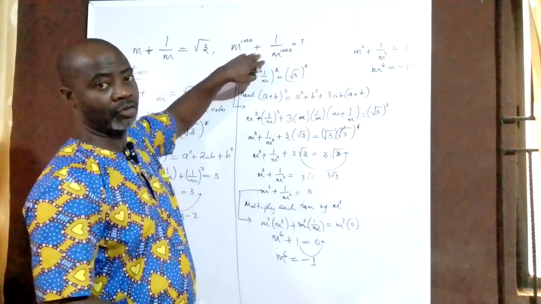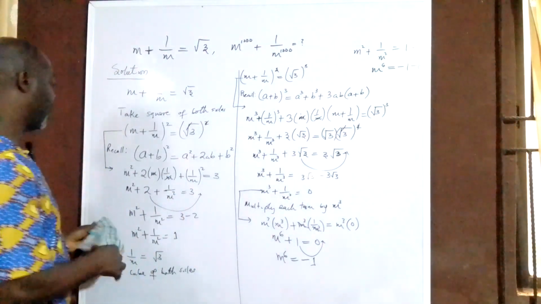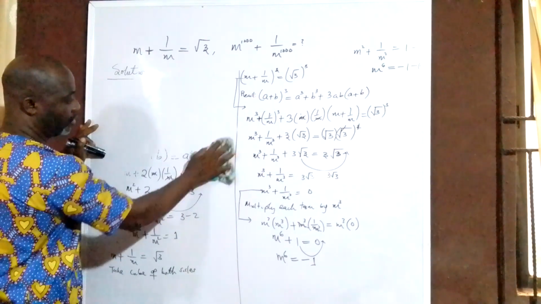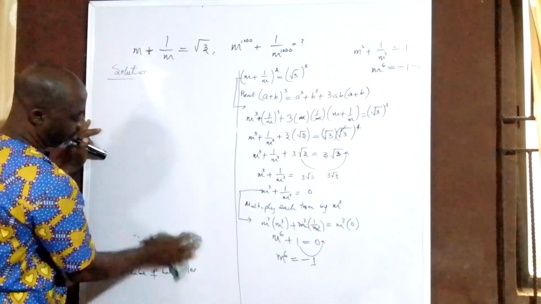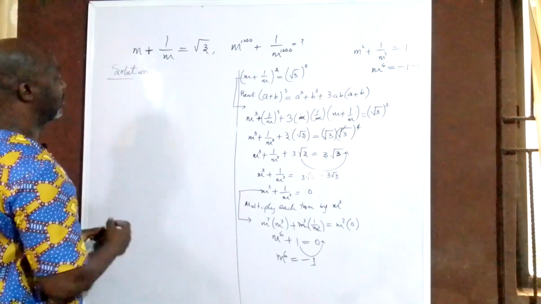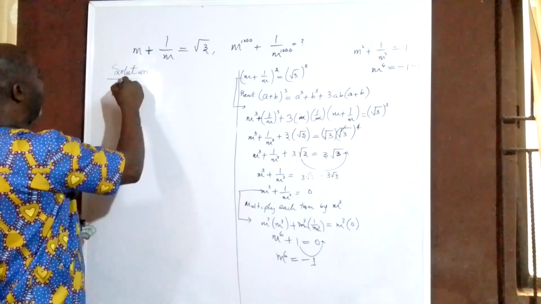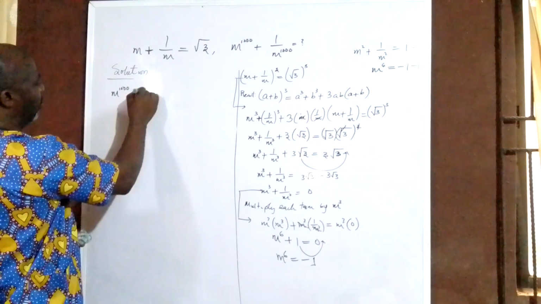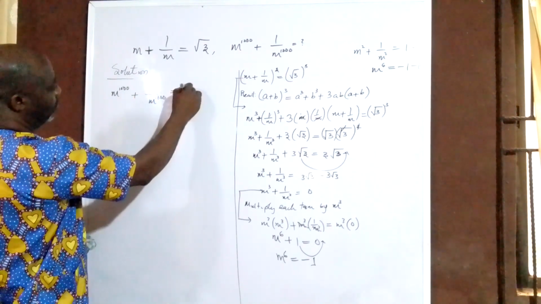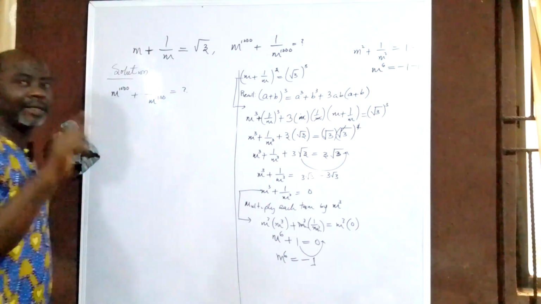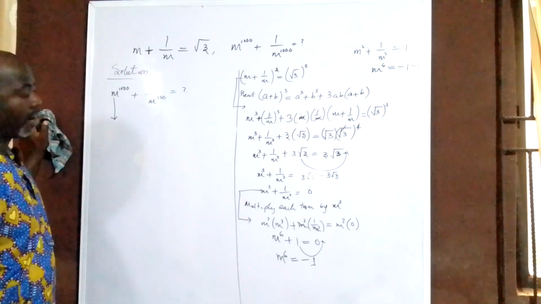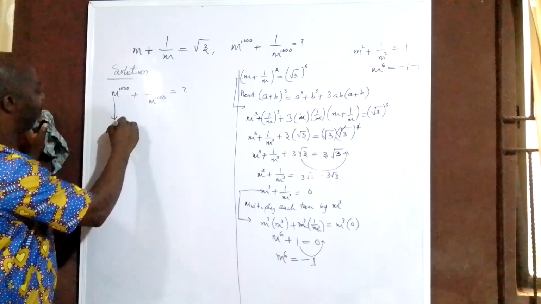So I'm going to move over to this part now. I'll take the second part of the question, which is m to the power of 1000 plus 1 over m to the power of 1000. What would this give us? Okay, so I'm going to take it 10 by 10. First I take the m to the power of 1000.